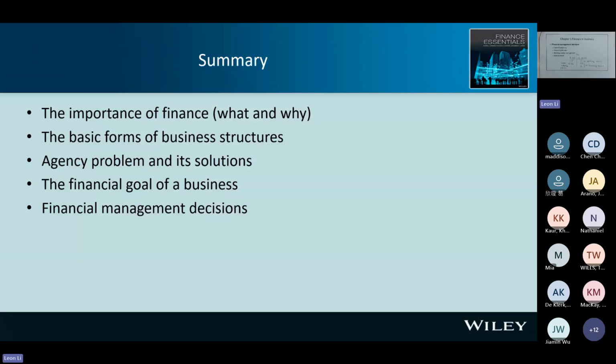Finally, we discussed the 3 financial management decisions. We have capital budgeting, financing decision, and working capital management. And I know how to link our balance sheet with the 3 finance decisions. So in the balance sheet, you can see how the money is used, how the money is raised, and you can see the 3 financial decisions in our balance sheet.